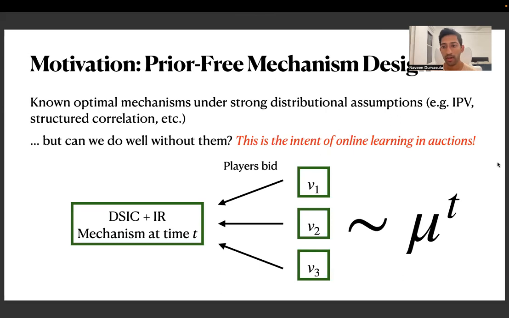This is the intent of online learning in auctions. And so in the regime that we study, a single item auction is run every day. Each day, the bidders' valuations are drawn from some distribution that the mechanism designer does not know. Players make their bids, and then the mechanism, perhaps probabilistically, allocates the items to the bidders. Players then make a payment, and the sum of those payments constitutes the revenue of the mechanism.